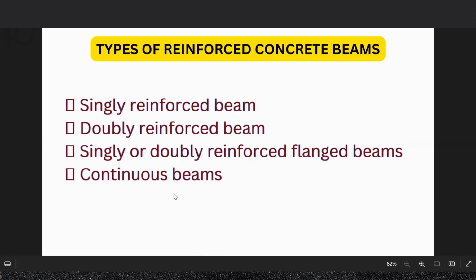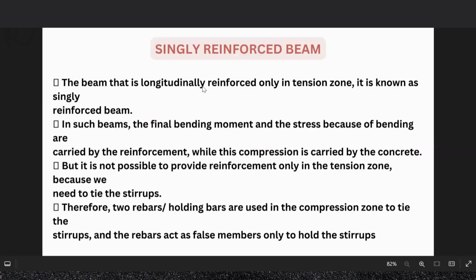Okay. Now, what are the types of beams? The four basic types of beams are singly reinforced beam, doubly reinforced beam, flanged beam, and continuous beam. These are the four types, but basically these two, singly and doubly reinforced, we need to discuss elaborately as a part of engineering. Now, what is a singly reinforced beam? A beam reinforced only in the tension zone we call a singly reinforced beam. If the beam is reinforced on both sides, we call it a doubly reinforced beam.